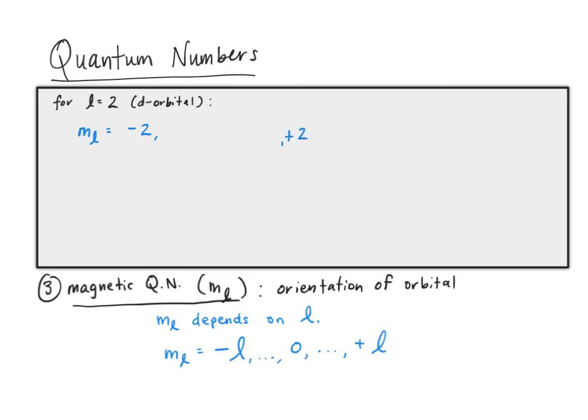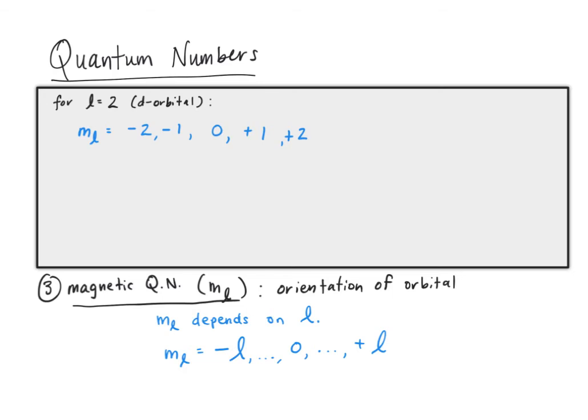We're going to fill in integers along the way. The integers in between -2 and +2 are -1, 0, and +1. The possible values for M sub L are -2, -1, 0, +1, and +2 any time that the value of L is equal to 2.